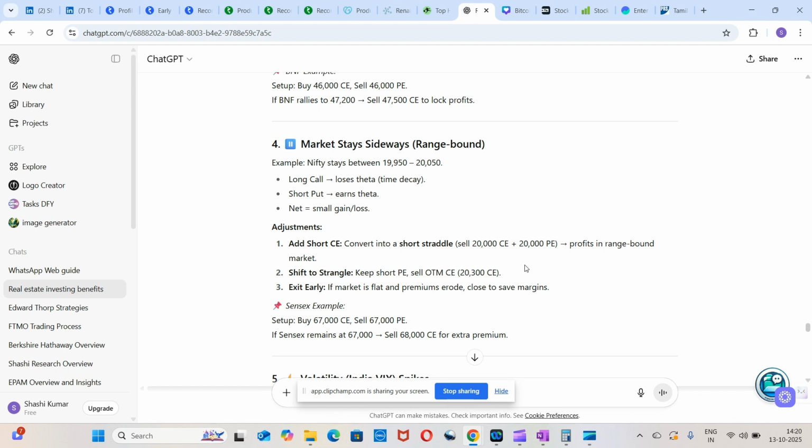Okay. In this case, if the market is range bound, you can add another short CE, which will convert it into a short straddle. So 20,000 CE plus 20,000 PE, and it will make profits in a range bound market. Or you could convert it into a triangle. You could short an OTM PE and sell an OTM CE, so that you make money in the sideways market. If you know the premiums are eroding and theta decay of the call is more than the put, you can exit the trade also.